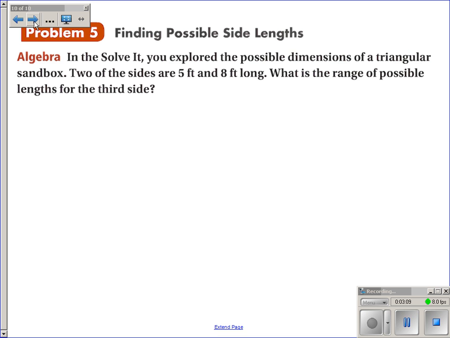And our last problem, in the Solve It, you explored the dimensions of a triangular sandbox. Two of the sides are 5 feet and 8 feet long. What is the range of possible lengths for the third side? Now this can get a little complicated. That third side, you can think of it as either being really short or really long. I'll first think of it as being short.